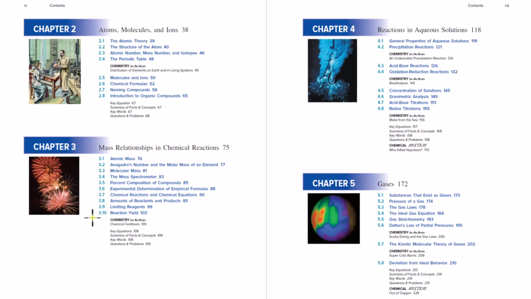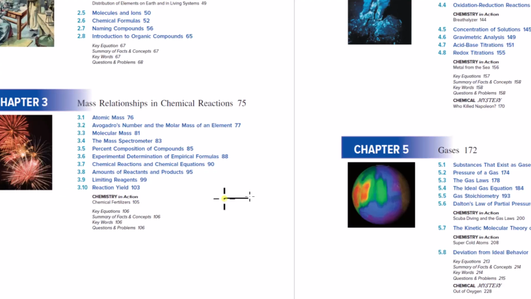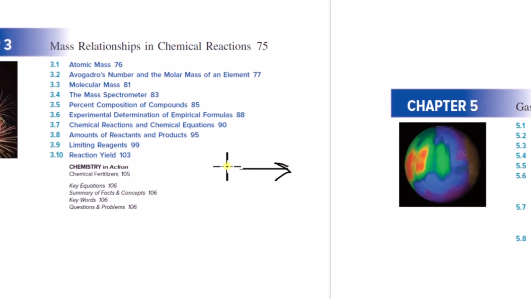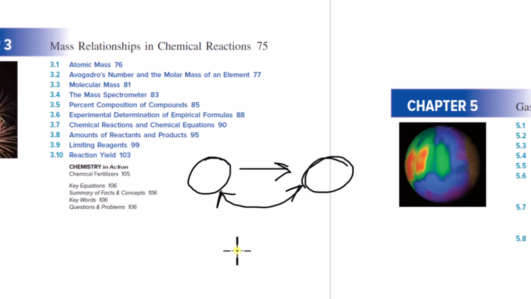Okay, the second part is these last 4 sections, and these are about mass relationships in chemical reactions. So a chemical reaction we represent with a chemical equation, to where you start with one or more compounds that are called the reactants, and these interact and undergo a chemical reaction, and what results is one or more compounds called the products. And so what are the mass relationships in a chemical reaction between reactants and products?